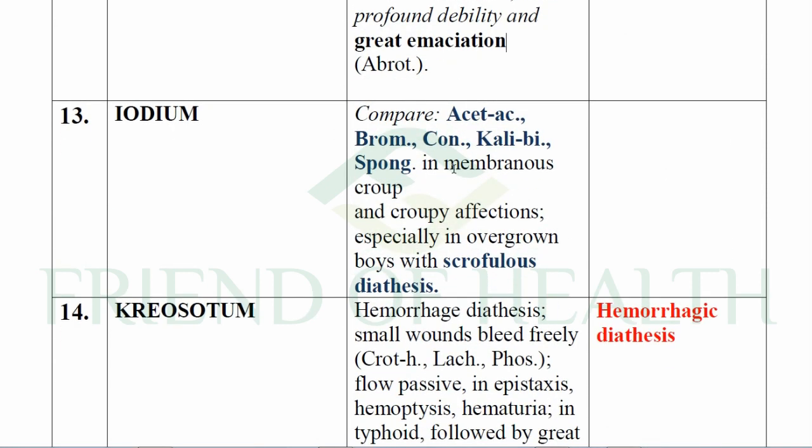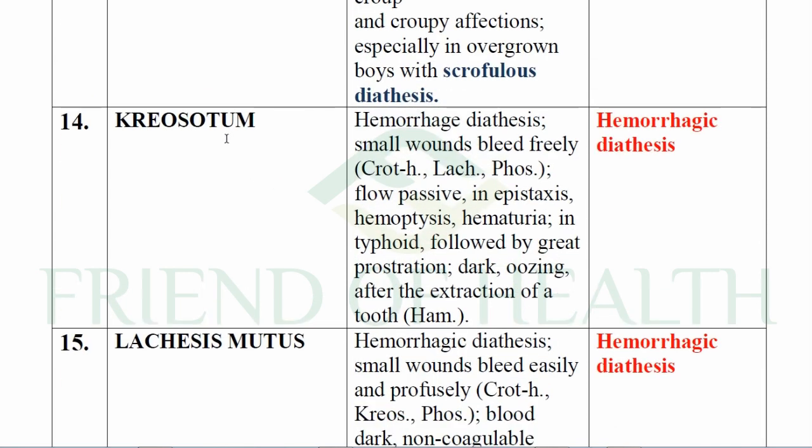Next, again Iodum, you have to compare some remedies for scrofulous affections like Acetic acid, Bromium, Conium, Kali bich, Spongia in membranous croup and croupy affections, especially in overgrown boys with scrofulous diathesis. So these are the remedies to be compared with Iodum in overgrown boys with scrofulous diathesis: Acetic acid, Bromium, Conium, Kali bich and Spongia. Next is Creosotum, another hemorrhagic diathesis remedy. Hemorrhagic diathesis, small wounds bleed profusely, bleed freely.